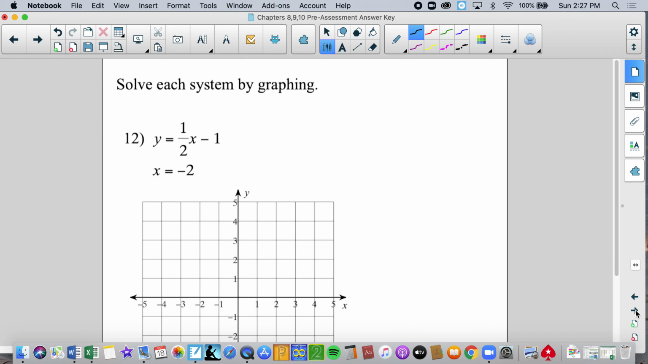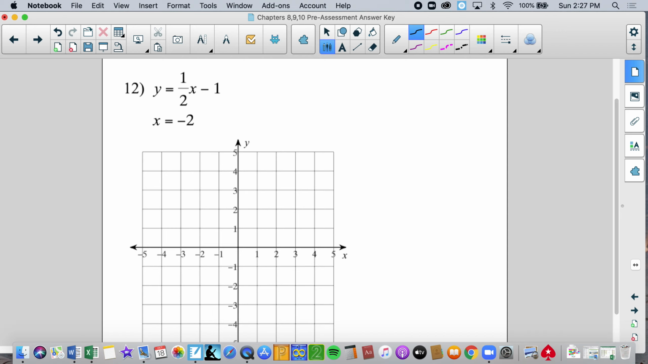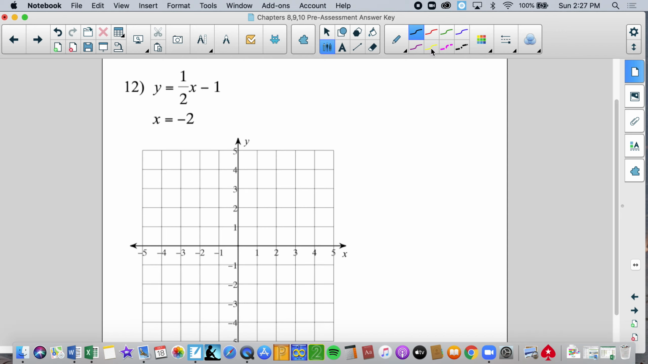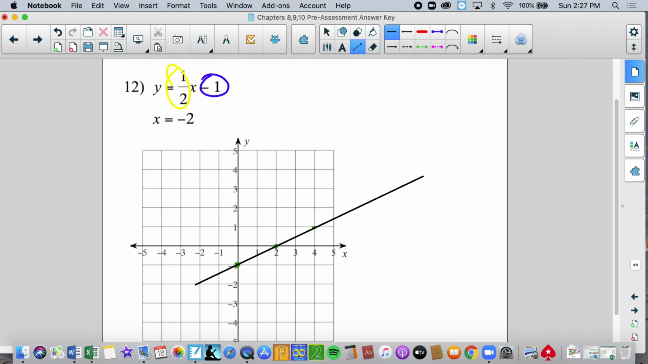And the third one, which is a good one, I like this one. So we have it in slope-intercept form. 1/2, y-intercept -1. Let's graph that. -1, slope of 1/2, up 1, right 2, up 1, right 2. Connect them. Arrows. And now I love this.